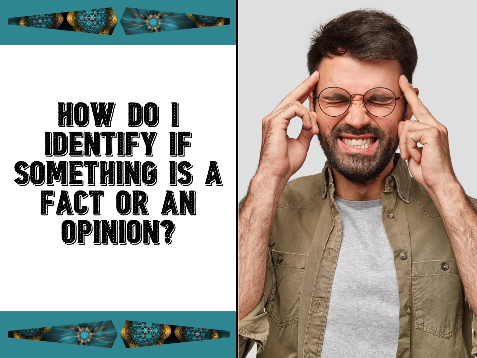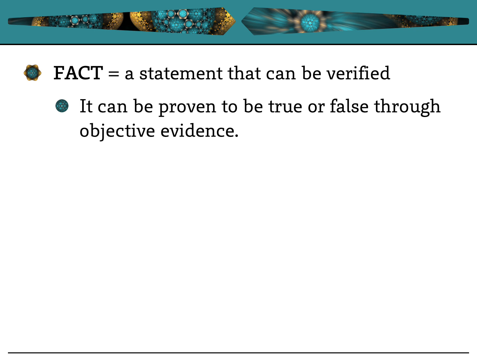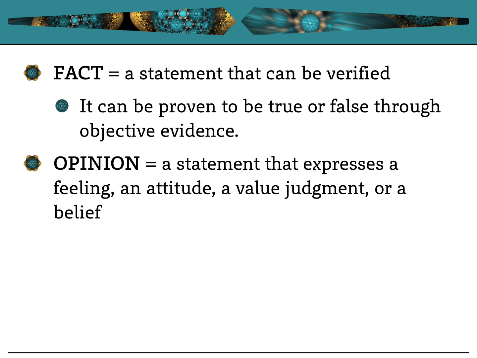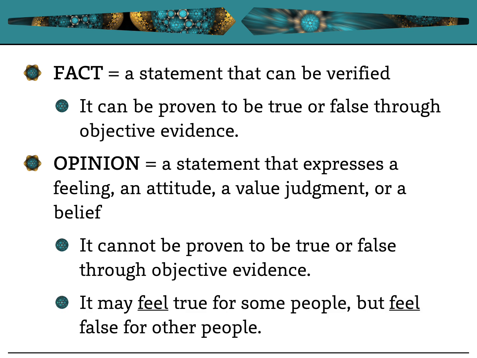Next, how do I identify if something is a fact or an opinion? That is a crucial skill, especially when you're taking the GED. What is a fact? A fact is a statement that can be verified. It can be proven to be true or false through objective evidence. An opinion is a statement that expresses a feeling, an attitude, a value judgment, or a belief. It cannot be proven to be true or false through objective evidence. It may feel true for some people, but it can also feel false for other people. Therefore, it is an opinion.